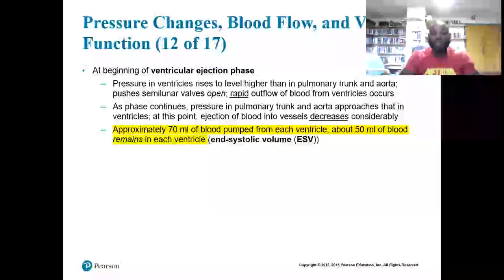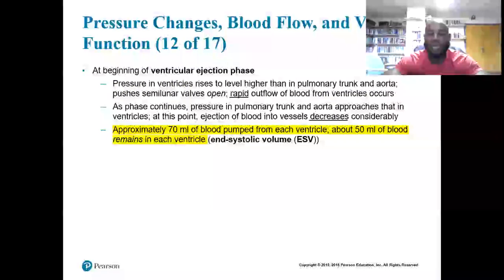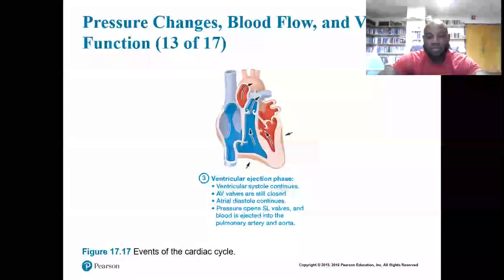This pushes open the valves. So now the pressure is increased and the ventricles can start to eject blood into the systemic and the pulmonary circuits. Rapid outflow of blood from the ventricles occurs. Approximately 70 milliliters of blood is pumped from each ventricle, and about 50 milliliters of blood remains in each ventricle. That's your end systolic volume, ESV. Right. That's your ejection phase. AV valves are closed. Atrial diastole continues. You open your semilunar valves. Blood is ejected into the pulmonary artery and aorta.